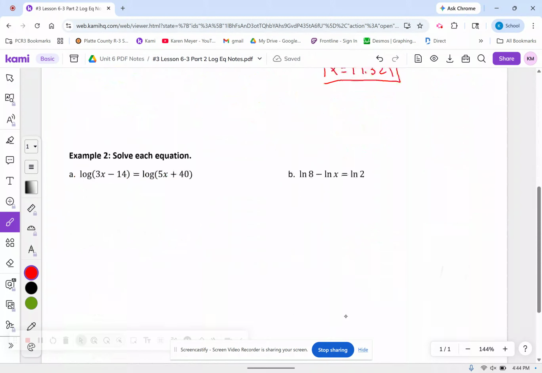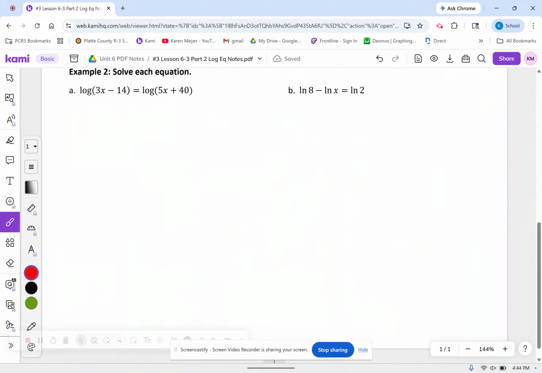All right, now if I scroll down below, what makes these problems different is you're going to notice that you will have a log or an ln on both sides of the equation. So for this problem, I have one log on the left and one log on the right. If you have one on each side, then they just cancel each other out. So then you can just go to 3x minus 14 equals 5x plus 40. And now solve this like a regular equation.